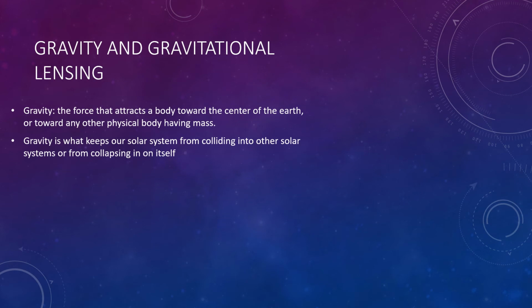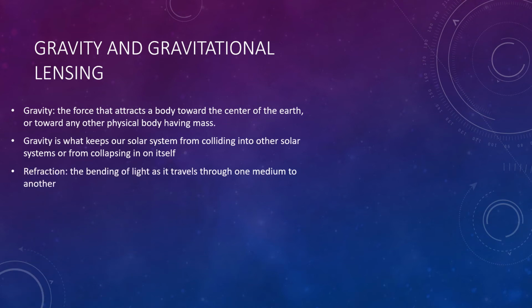So gravity. Here we're going to talk about gravitational lensing and how we learn more about dark matter. Gravity, as we all know, is the force that attracts the body towards the center of the Earth when we're talking about being on Earth, or towards any other physical body having a mass. So it's essentially gravity that is keeping our solar system from colliding into other solar systems or from collapsing in on itself. It's keeping us in rotation, it's keeping collisions safe, and all that fun stuff.